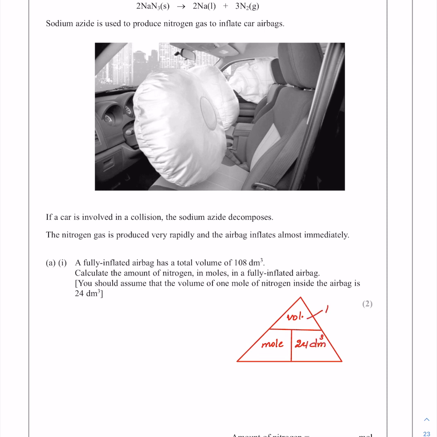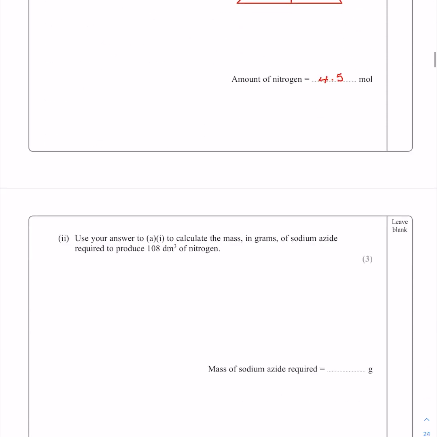طيب الvolume of nitrogen gas 108 cubic decimeter. يبقى moles of nitrogen is equal to 108 divided 24. ده يطلع لنا 4.5 mole. يبقى هنا الإجابة 4.5 moles.